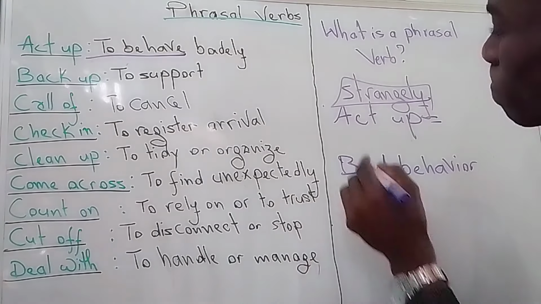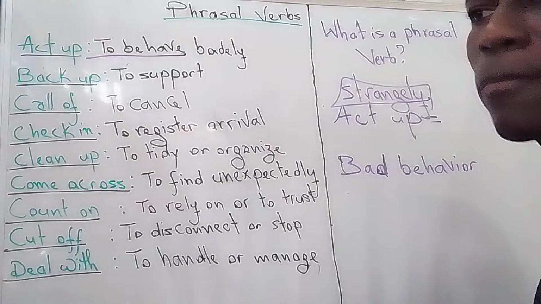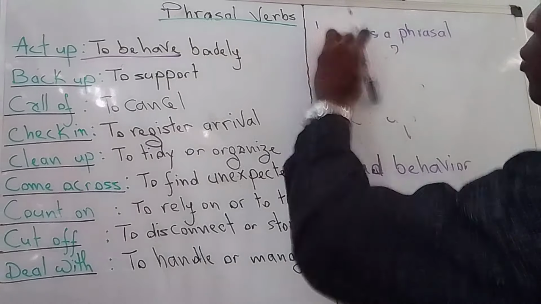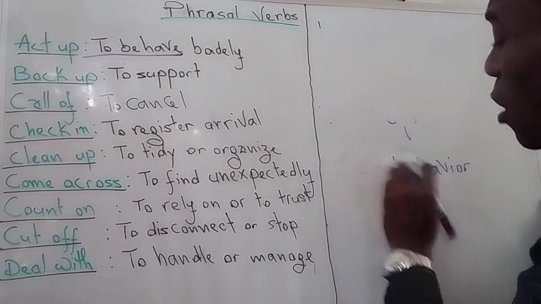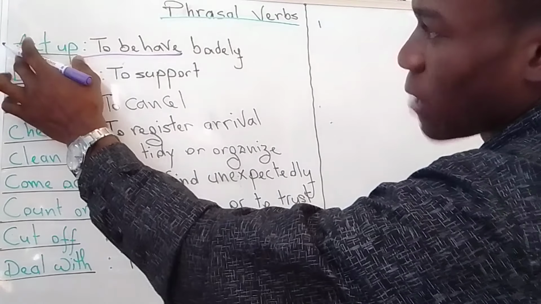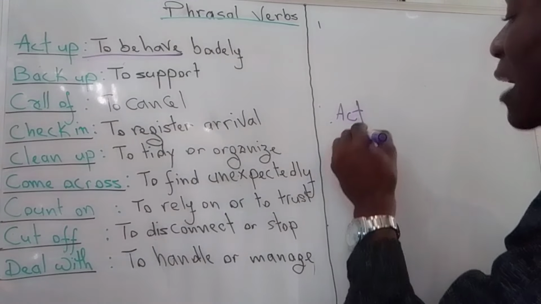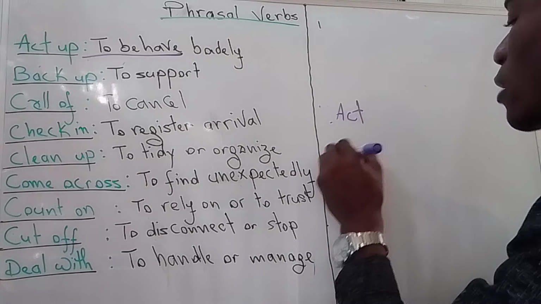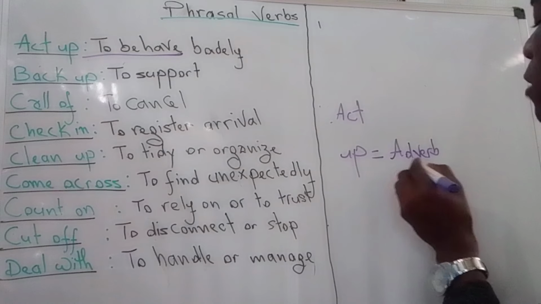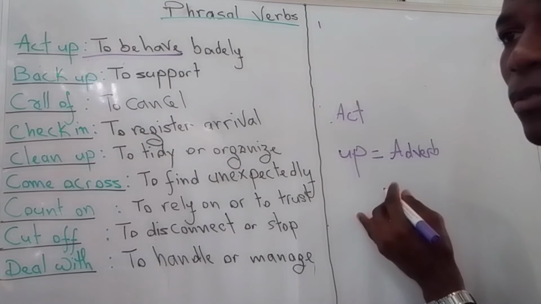So this is the meaning of act up. Let's see some examples for act up. I've already talked about the definition of a phrasal verb, but right now let's see some examples with act up as a phrasal verb. This is act, when someone is acting, and we have up right here. Up is an adverb. Remember, up is an adverb.